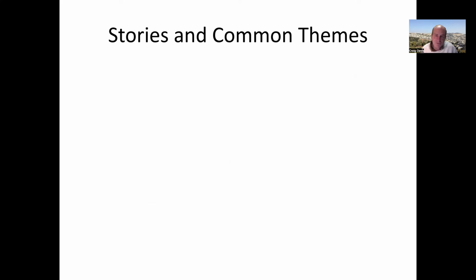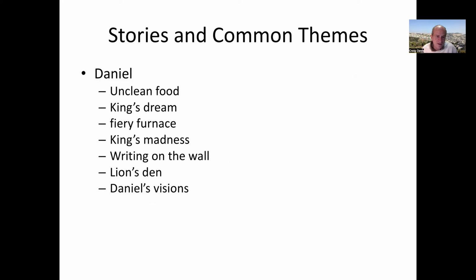Stories and common themes. In the Bible, you have examples where a book is trying to teach a theme or a lesson. And so all the stories kind of include things about that theme. Like in the book of Daniel, you've got the first six of these are all a chapter on its own: the unclean food of the king's dream, fiery furnace, the king's madness, the handwriting on the wall, Daniel in the lion's den, and then there's six chapters of Daniel's visions.